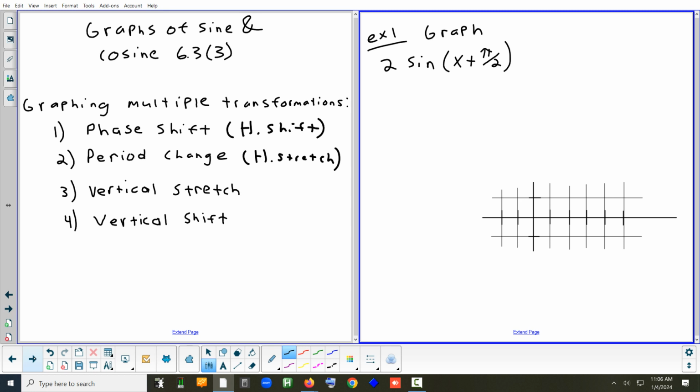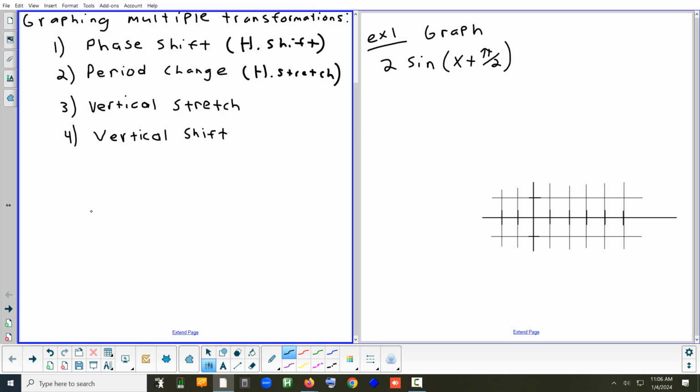So let's look at this one. 2 sine x plus pi over 2. I was curious because I know in the past when you do transformations, you usually write the equation with all the letters A, B, C, D. Yeah, I love having that. So that's your phase shift, 1, period change, 2, amplitude or vertical stretch, 3, and D, vertical shift.